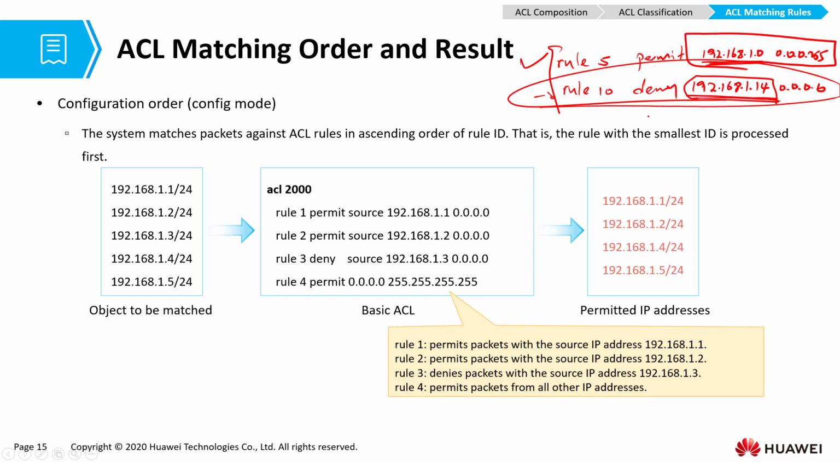We have what you call the auto order and the config order, or the configuration order. We have the automatic order and the configuration order. Now, this is very, very important. In the auto order, the system will arrange rules according to precision of the rules, depth first.